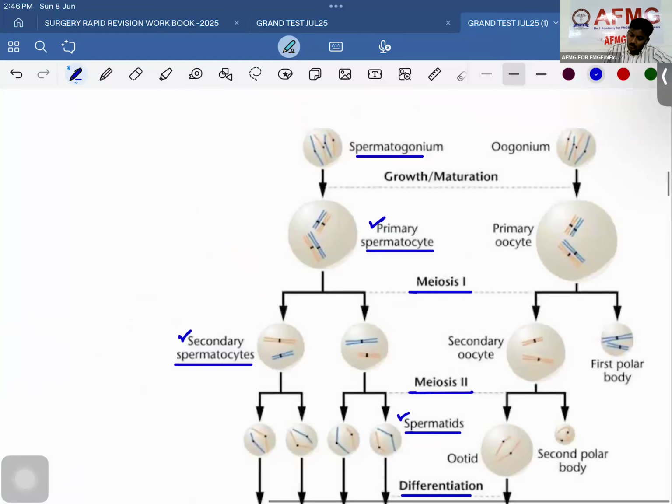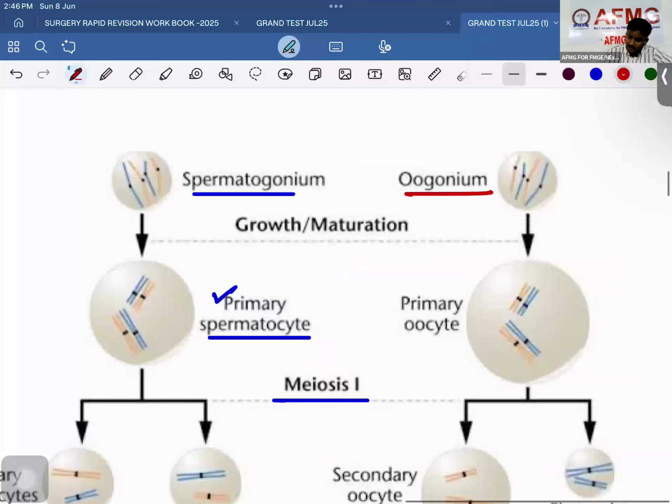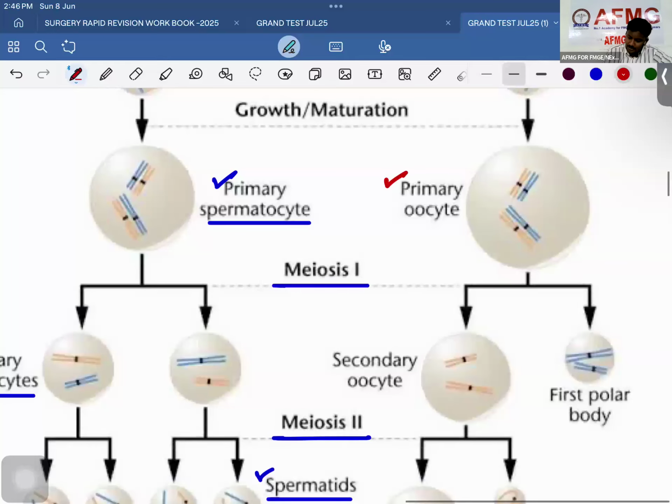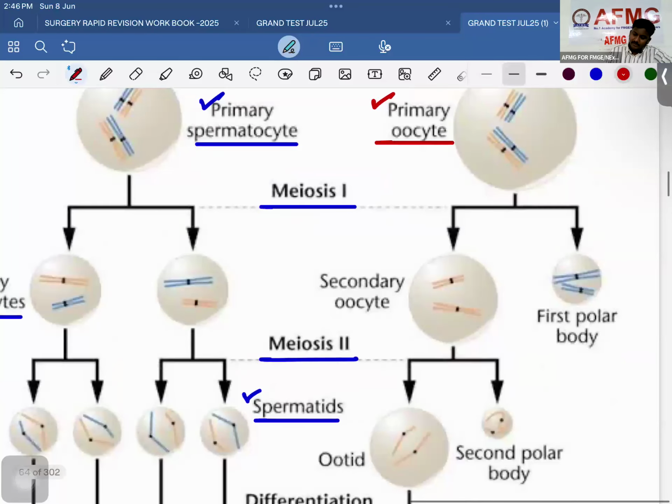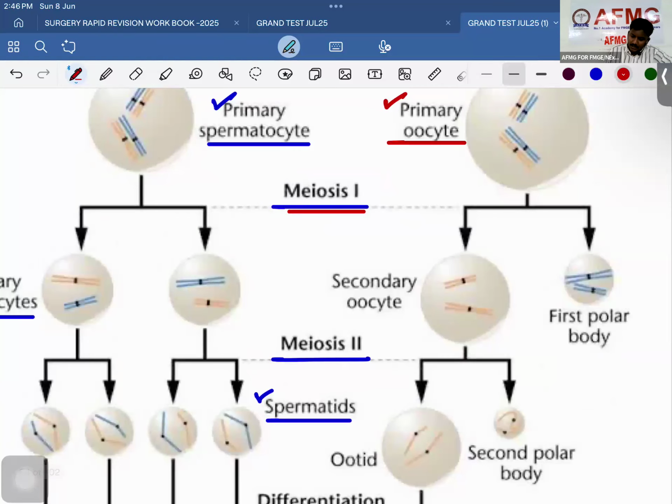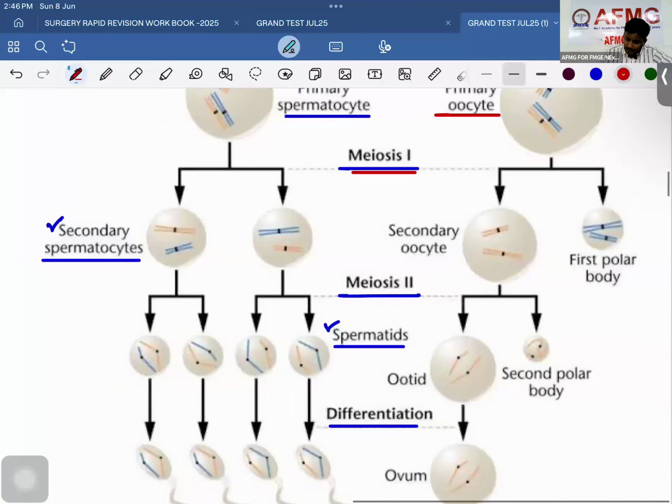Next important, if I talk about oogonium, beta. This oogonium undergoes growth and maturation and forms the primary oocyte. This primary oocyte undergoes meiosis 1 and leads to formation of a secondary oocyte and the first polar body. Now when a secondary oocyte is formed, please remember the meiosis 1 is not completed. The meiosis 1 is arrested in which phase? It is arrested in prophase. And which stage of prophase? The diplotene stage of prophase, beta.